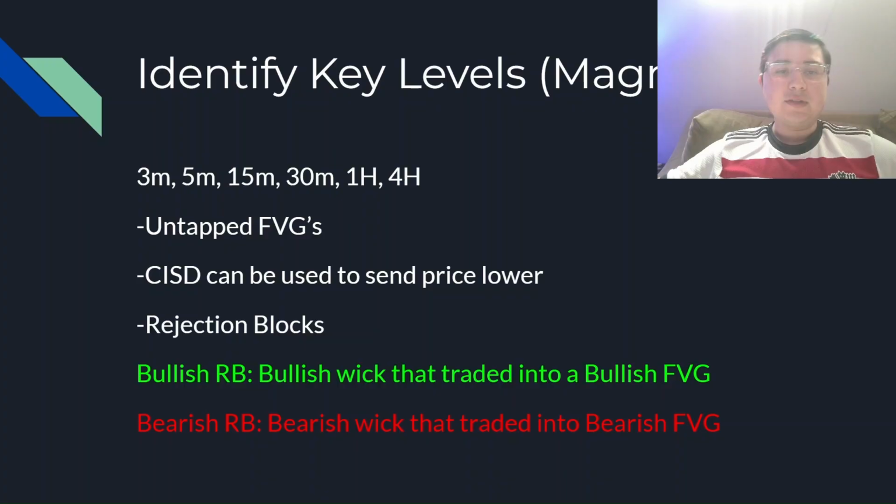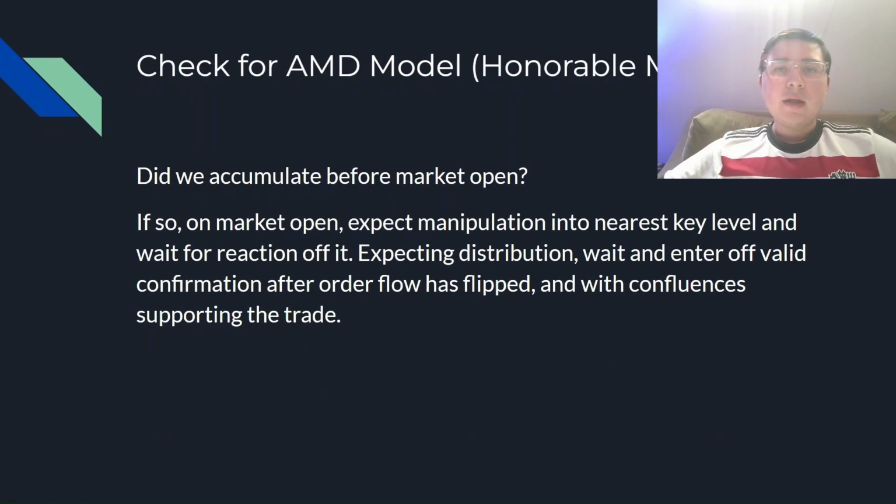That's how I use them, just as magnets. And this is an honorable mention, just because this has been working for me this past week. I've literally printed 3 days out of this week on Asia market open like this. I see an accumulation before market open, so I'm already expecting that manipulation up into a key level and then distribution to where price really wants to go.